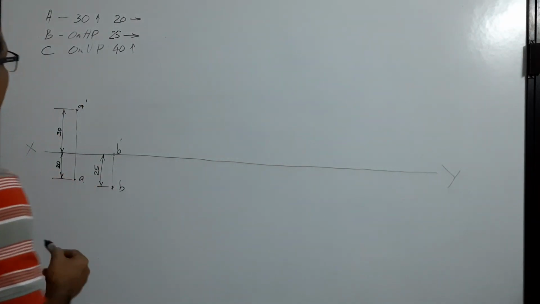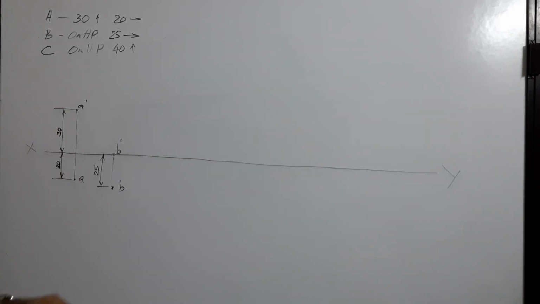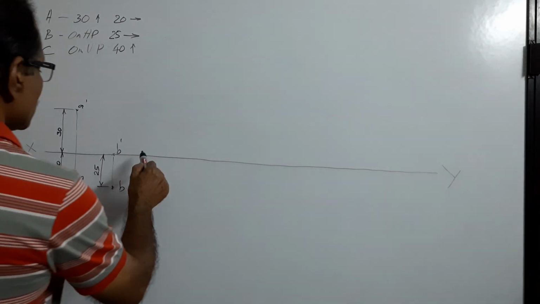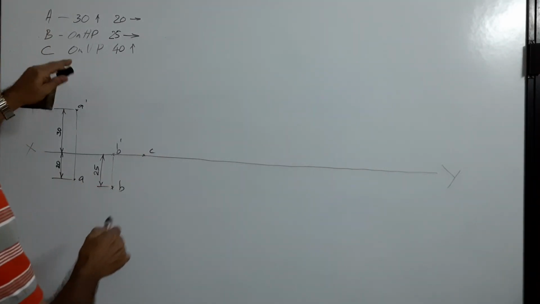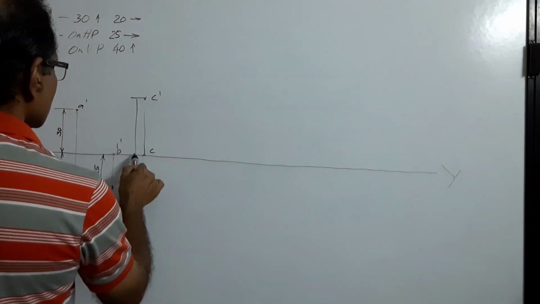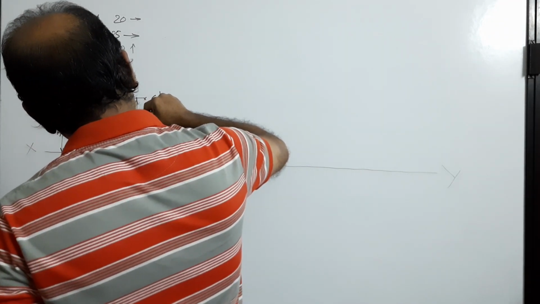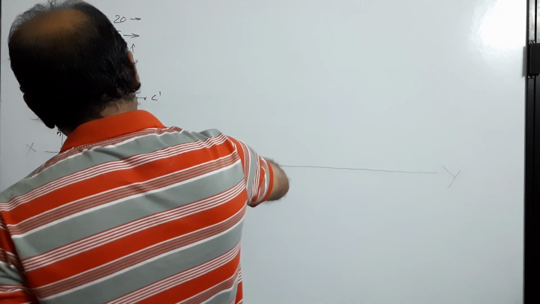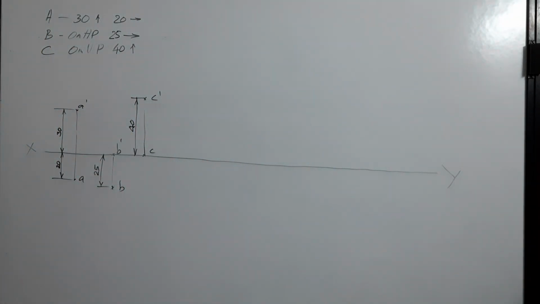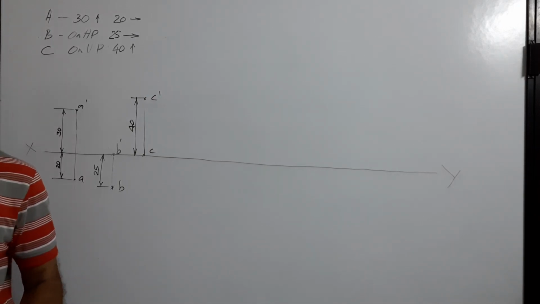25. Then you have got point C on VP. When a point is on VP, its plan will be on XY line. Because in the plan you see the distance from VP. The distance from VP is 0. So the plan is on XY line. Where is the elevation? 40 mm above this. C dash. I hope you understand.